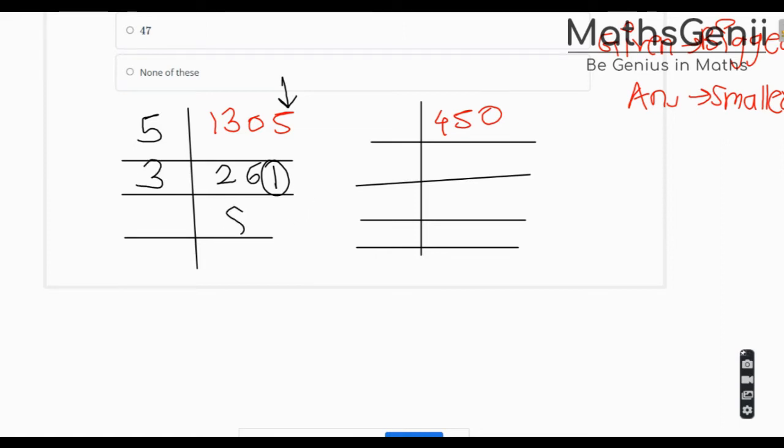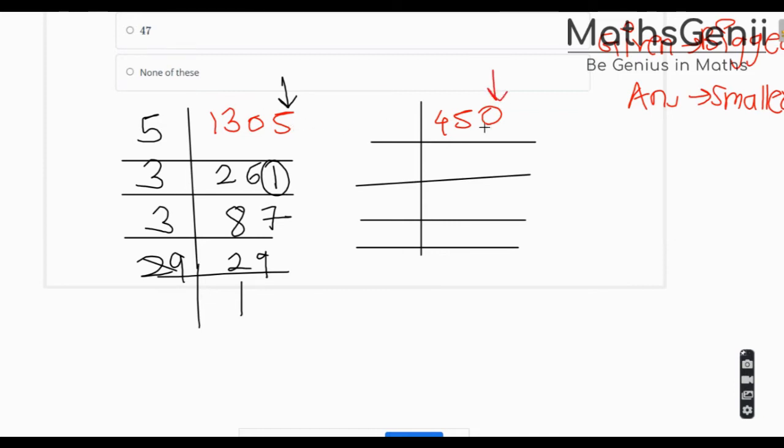3 8s are 24. 26 minus 24, 2. 21 remaining, 87. 87 is also divisible by 3. So 3 9s are 27, 29. 29 does not come in any table. So I am leaving it till 29. So here are your factors for 1305.